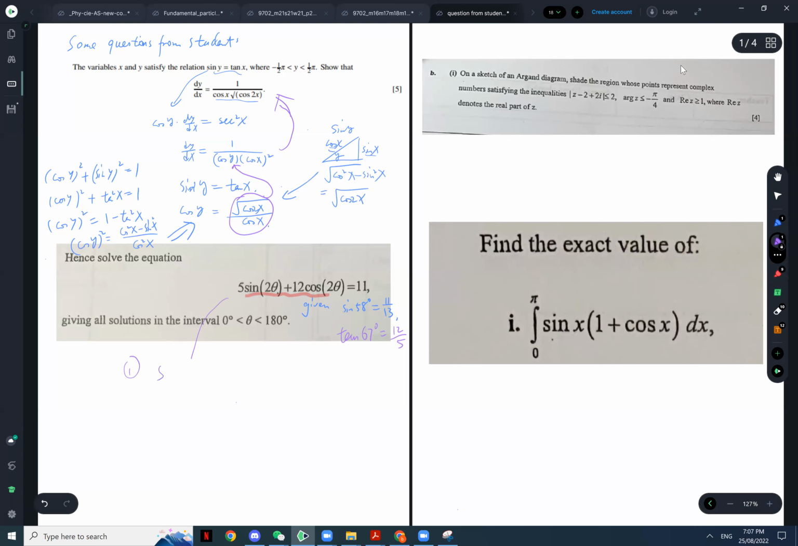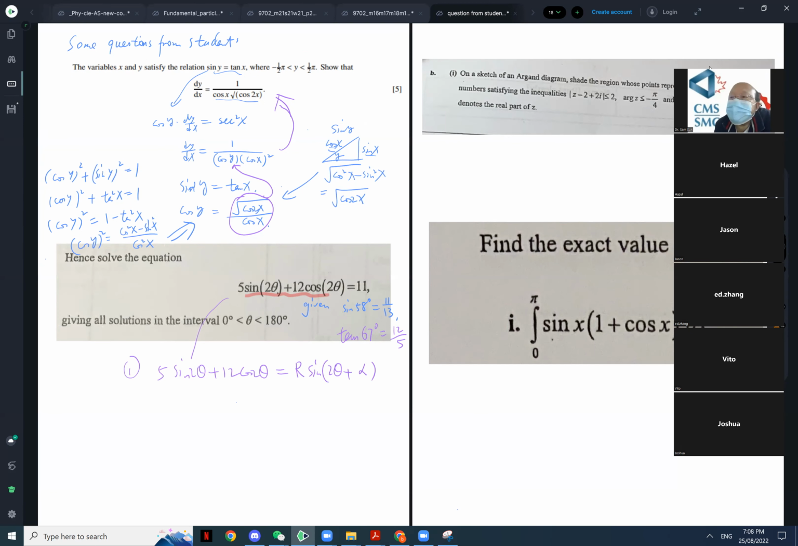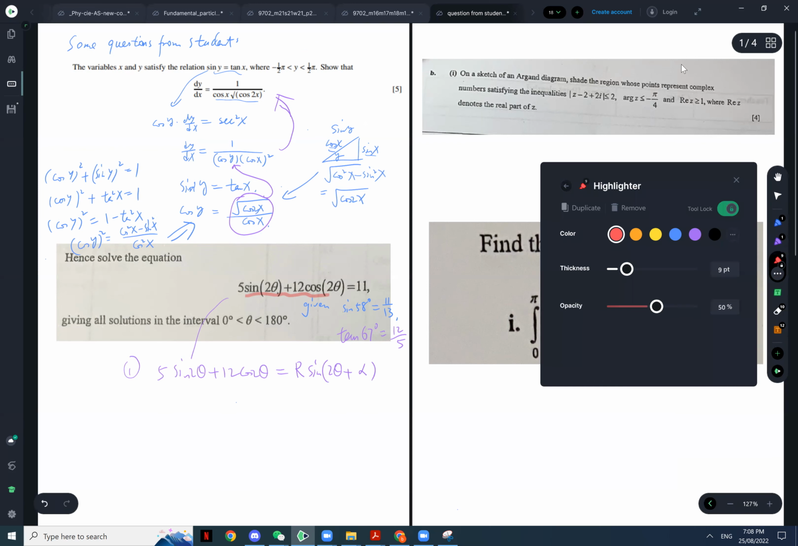Step one, can you rewrite this? What's R? What's alpha? You need to think about the compound angle formula in trig.